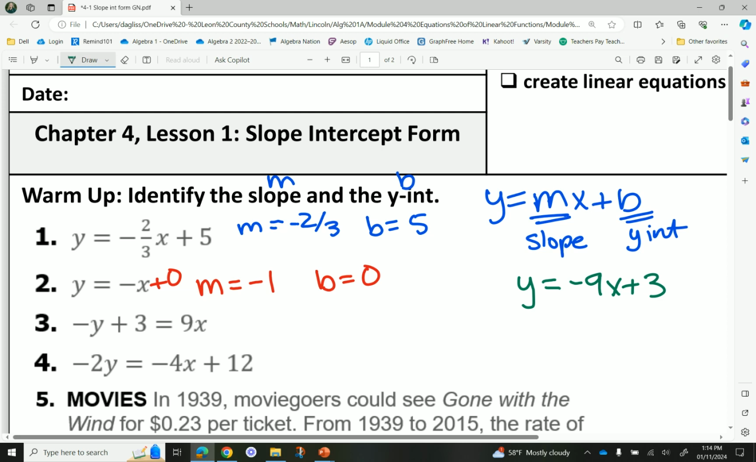Oh, you put the negative. I added y to the other side, and I subtracted 9x. So I moved them both across the equal sign. So now that we have y equals negative 9x plus 3, what is your slope? Our slope is negative 9, and our y-intercept is going to be positive 3.